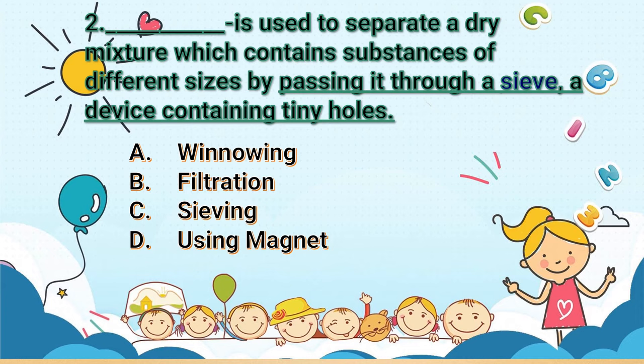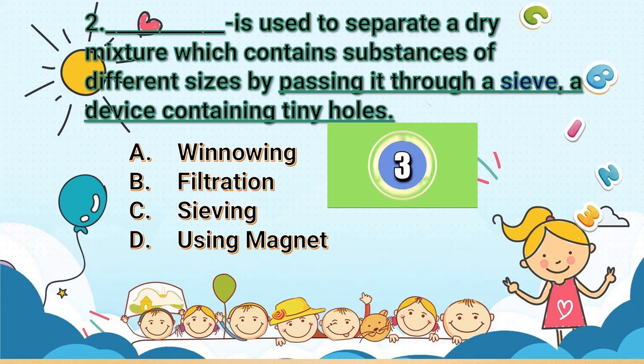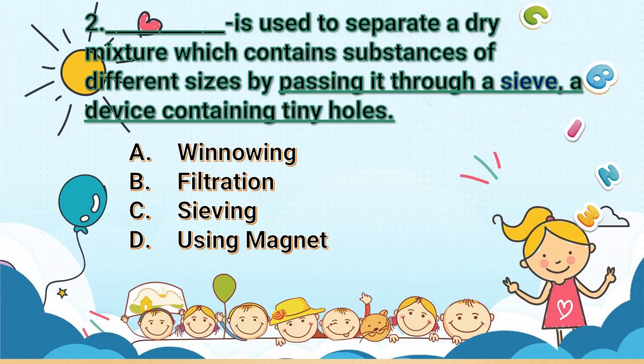Number 2. Blank is used to separate a dry mixture which contains substances of different sizes by passing it through a sieve, a device containing tiny holes. Letter A, winnowing. B, filtration. C, sieving. D, using magnet. Correct answer for number 2 is letter C, sieving.